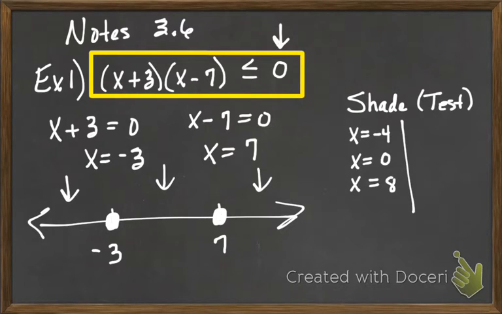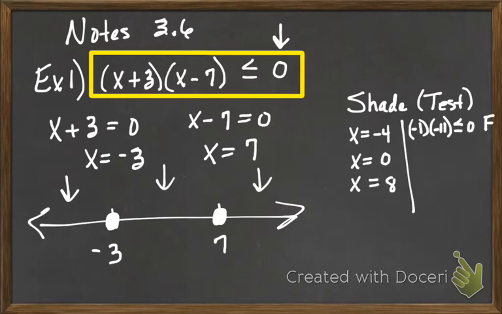If we do -4, -4 plus 3 is -1. -4 minus 7 is -11. Is that going to be less than or equal to 0? True or false? That's going to be false, because that's going to be a negative times a negative, which is a positive 11. So that's going to be false. So what that means is we don't have any solutions to the left of -3. So we can't shade to the left of -3. So -4 did not test out to be true. So if -4 doesn't test, then neither does -5 or -10 or -27. Y'all get me? So we can't shade to the left of -3.